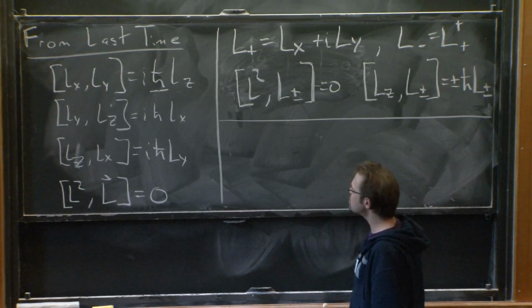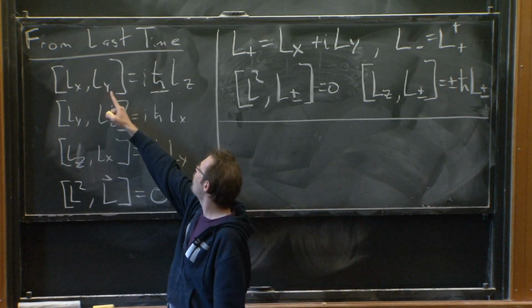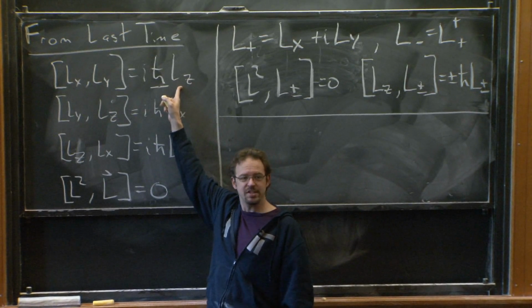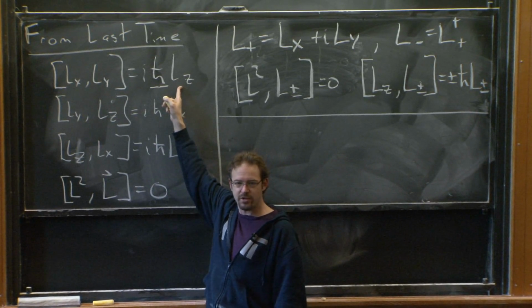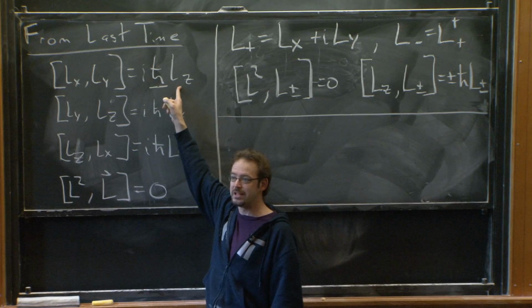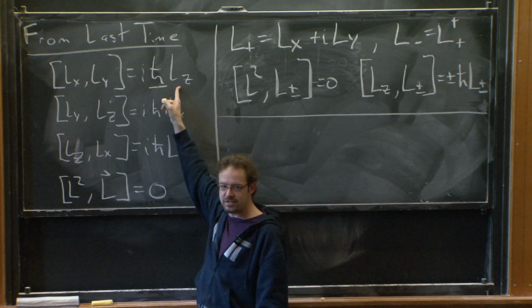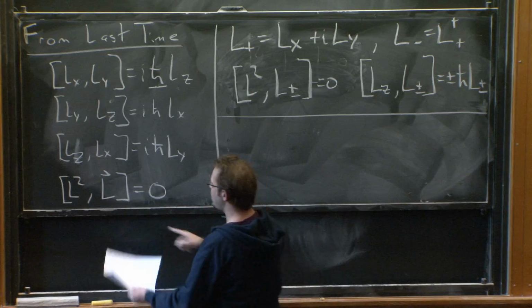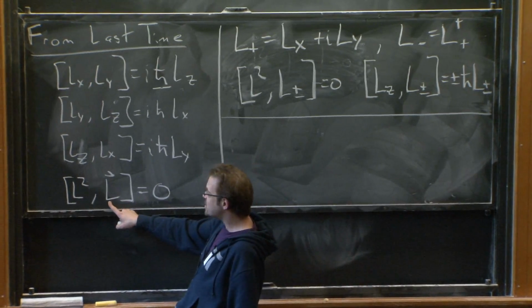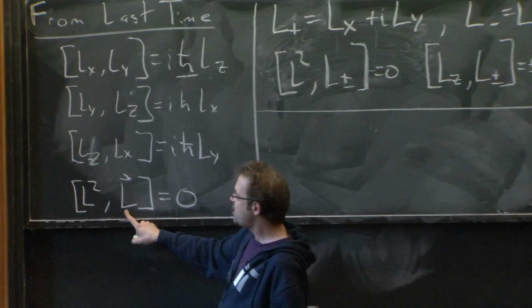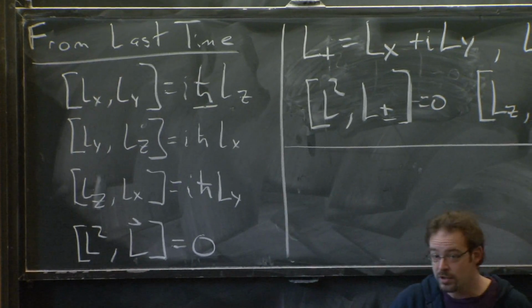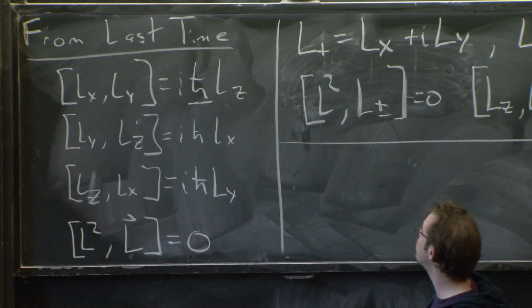OK, so the important things here are that Lx and Ly do not commute. They commute to Lz. Can you have a state with definite angular momentum in the x direction and definite angular momentum in the y direction simultaneously? No, because of this commutation relation. It would have to vanish. Can you have a state with definite angular momentum in the x direction and total angular momentum L squared? Yes. OK, great. That's going to be important for us.